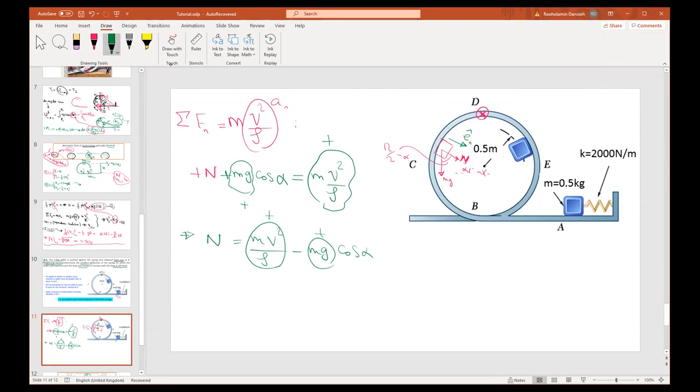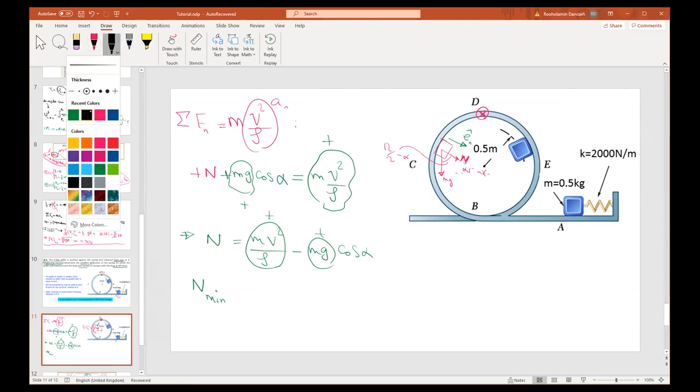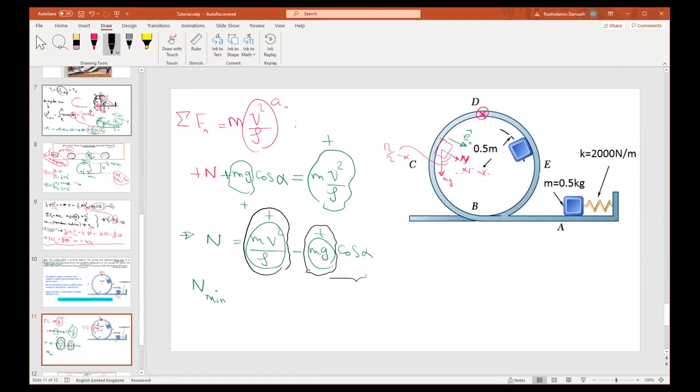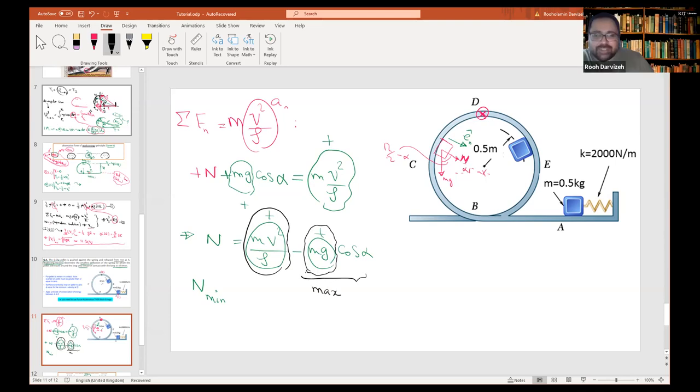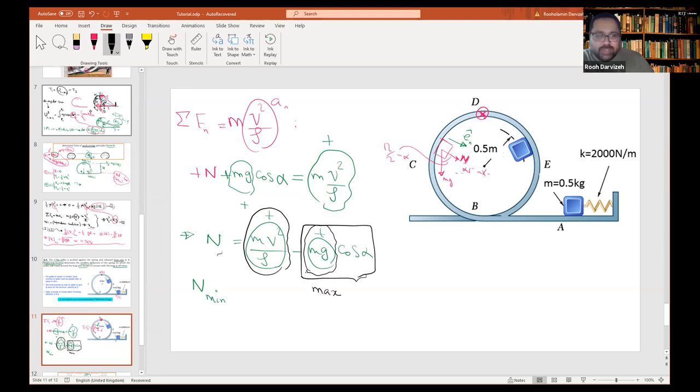The condition for separation is N minimum. Less N means most probable to have separation. Do you agree? Now, this is a positive value. You subtract some value from it. Do you agree that when you have the maximum value for this one, you will have the minimum value for this one?